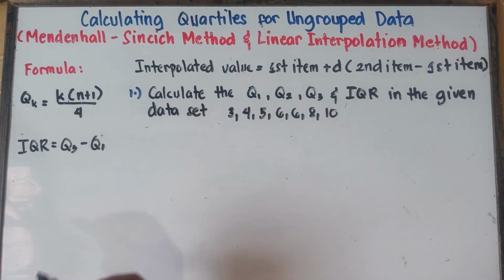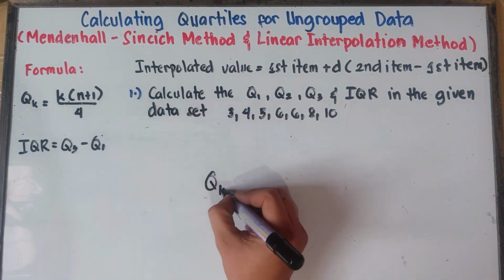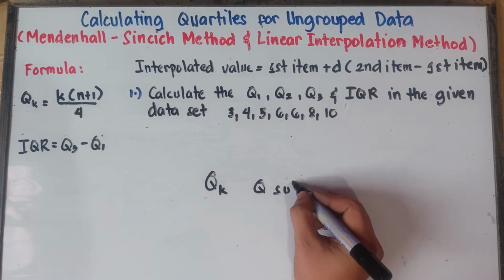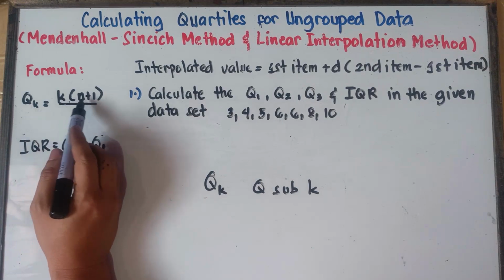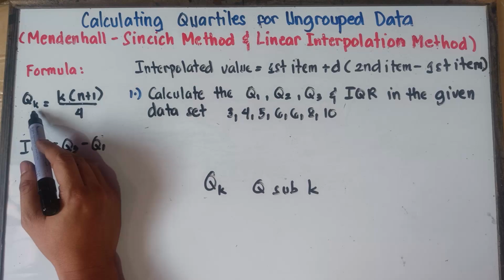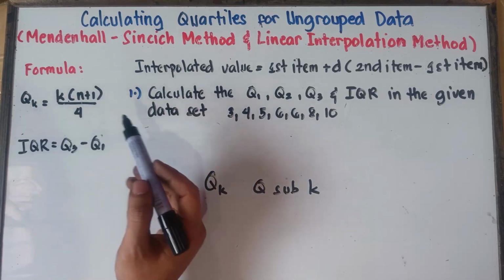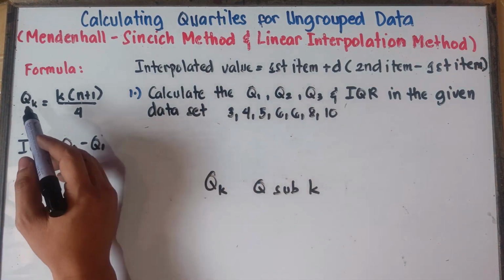Alright, so this will be the formula in finding the quartiles. We have Q sub K, which we read as Q sub K. Q sub K is equal to K times (n plus 1) over 4. Once again, class, K is the quartile that you're looking for. If you're looking for quartile 1, your K is 1. If you're looking for quartile 2, your K is 2.